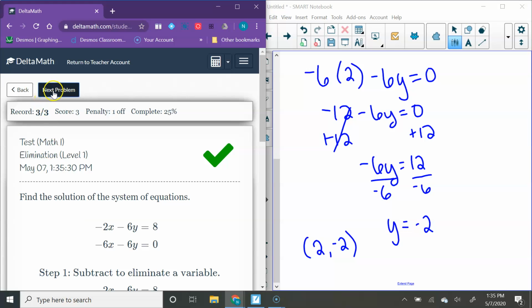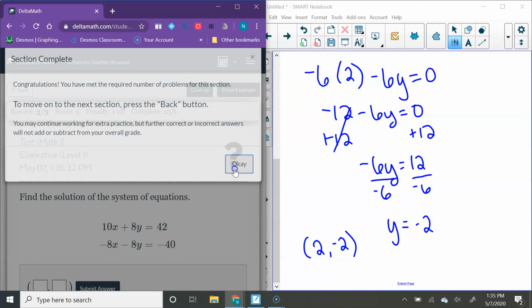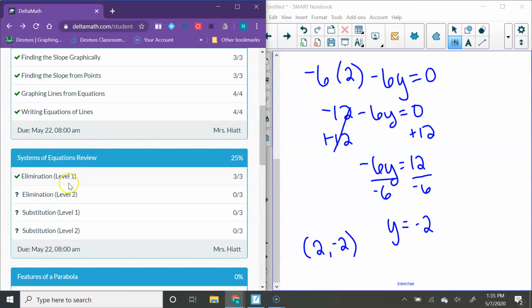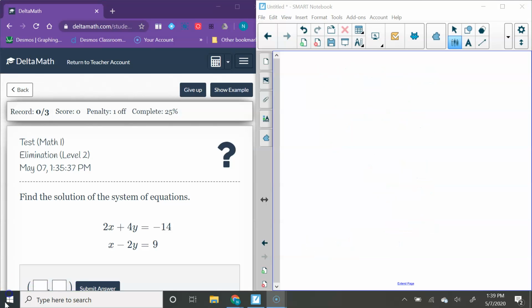Okay, and that finishes that part. Let's go back and do a couple of them that are a little bit more difficult. Alright, here is our next one. These are going to be a little bit more difficult in this next section.